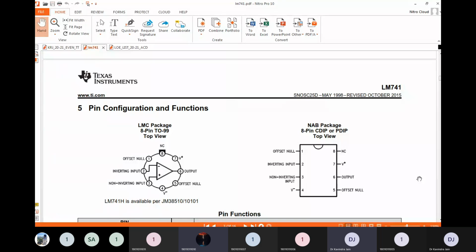Sahil, hello Sahil. Am I audible? Yes, sir. Hello Sahil, how are you? Fine, sir. Okay. Sahil, are you able to understand this offset nullification? Sahil, please respond.